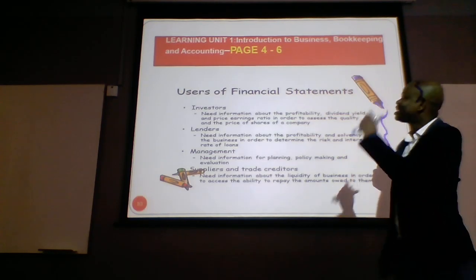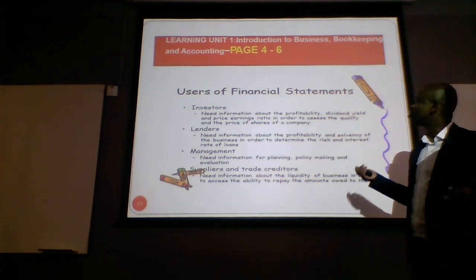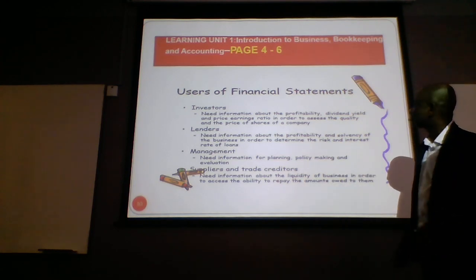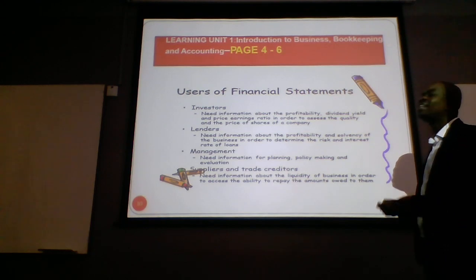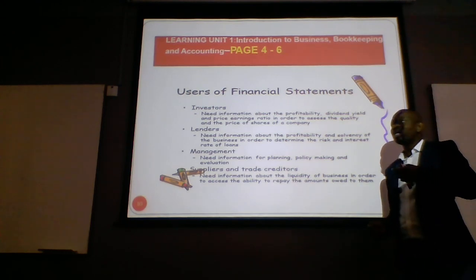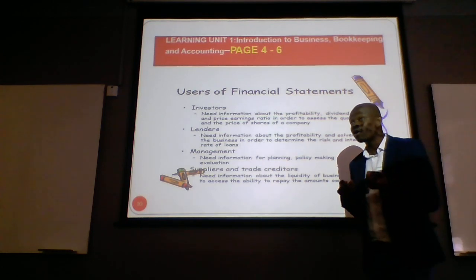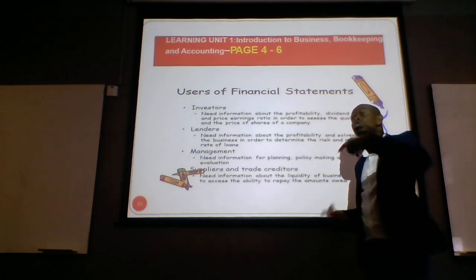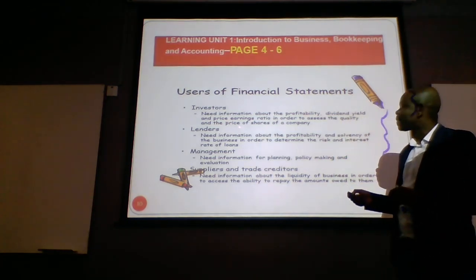Now, here I just try to give examples of the users. As you know, there are many, and I try to explain why they are interested. We've got investors, as you said, they need information about the profitability. It's all about the dividend yield. You know that. If I am the investor, I'm interested in the return that you're going to give me. So the dividend yield is like the return to what? To the investors. Okay. So they want to know about the price earnings.